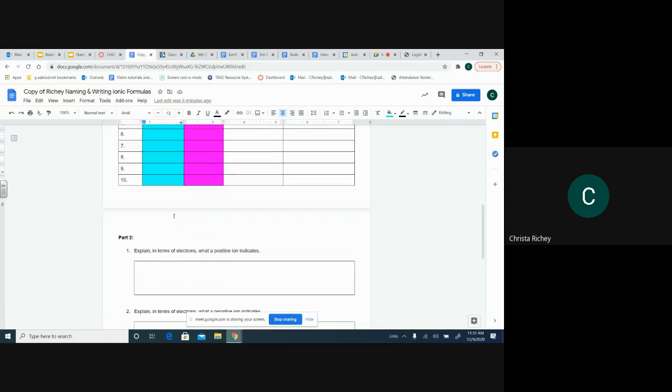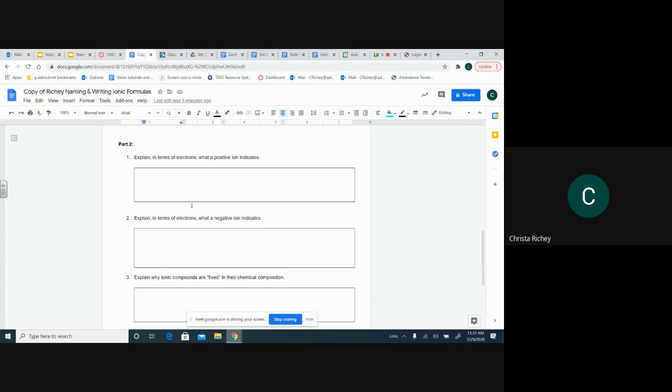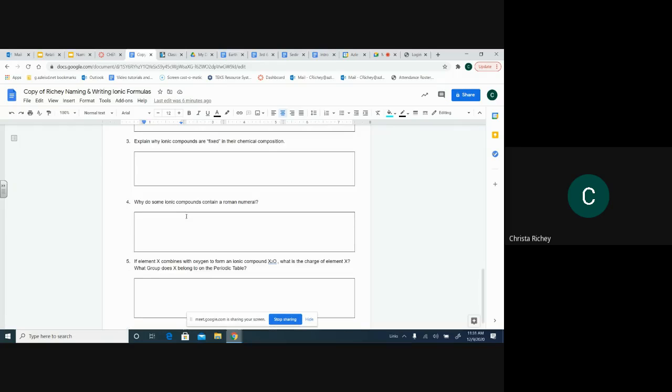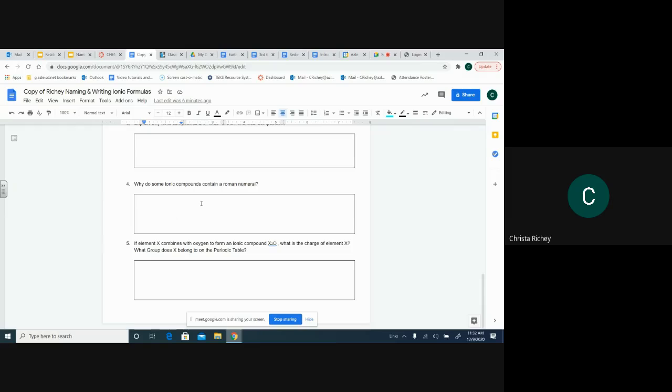Once you are done with this, it says explain what a positive ion means. Now you need to be talking about electrons specifically. What does it mean if it's positive? What does it mean if it's negative? It says explain why ionic compounds are fixed in their chemical composition. That means why are they in certain numbers? Like why are we doing that? Why do some of them have Roman numerals?